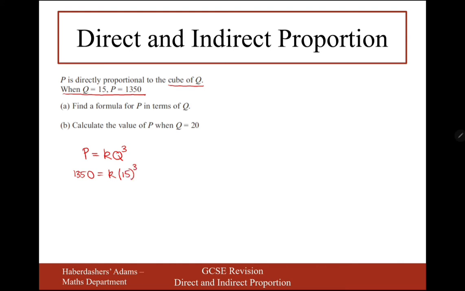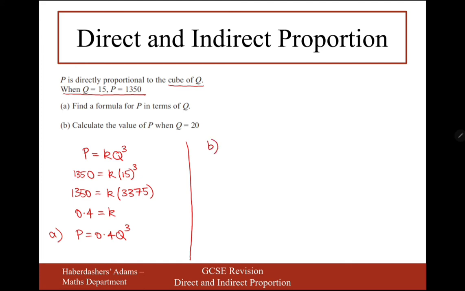Okay, so the first thing I'm going to do is work out what k is. 15 cubed is 3375. 1350 equals k times 3375. And then I'm going to divide that number onto the other side. So 1350 divided by 3375, the answer is 0.4. 0.4 is my value for k. So therefore, the answer to part A is P equals 0.4 times Q cubed. And there we are, that's the answer to part A. Let's move on to part B.